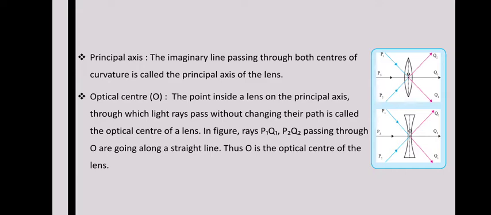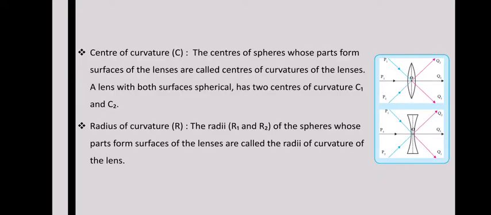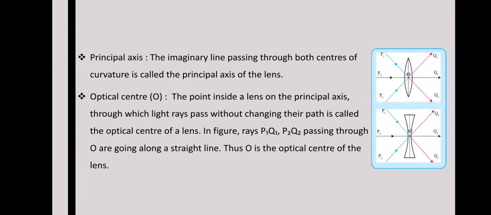Principal axis. These are terms which you should be very thorough with. What is center of curvature? What is radius of curvature? Then principal axis. Now what is the principal axis? The imaginary line which passes through both the centers of curvature is called the principal axis of the lens. Followed?